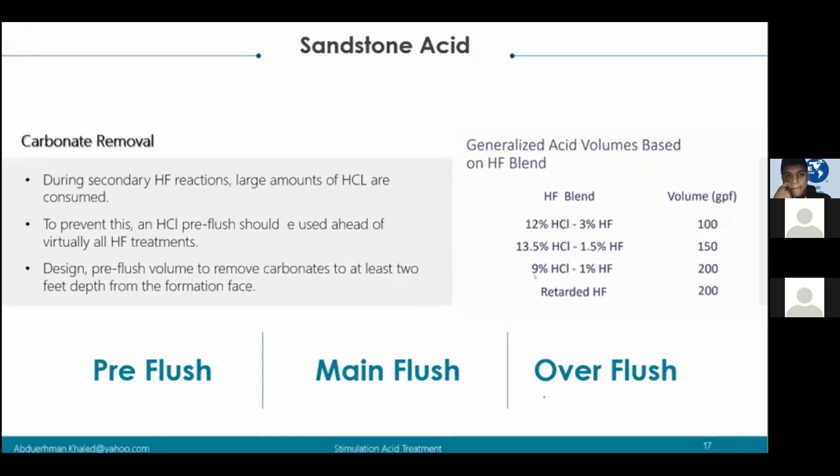These are the recommended volumes, and we actually have different volumes, depending on how bad your reservoir is damaged. Generally, we use higher volumes with lower concentrations. So it depends on the volume that is going to be injected, on your permeability, and on the damage, I mean, what type of damage. That's why we have to understand the reservoir before we start designing the acid. So this is the general overview of sandstone acidizing.